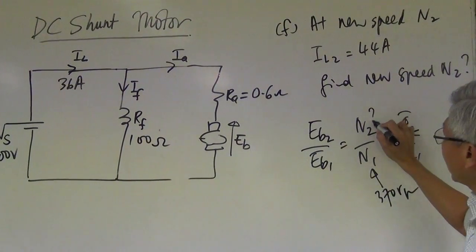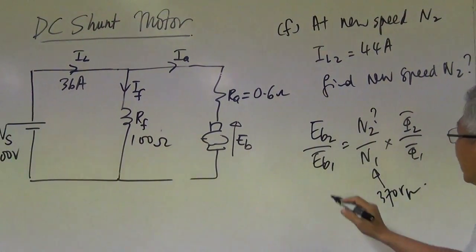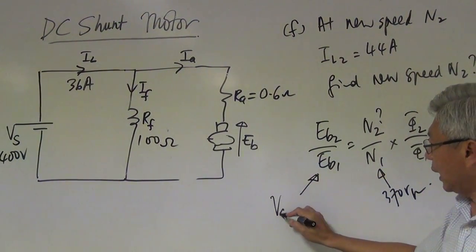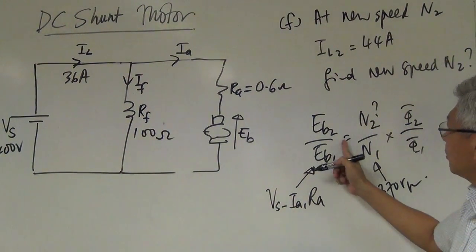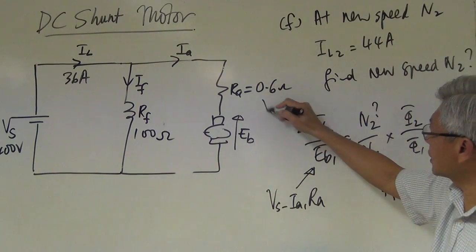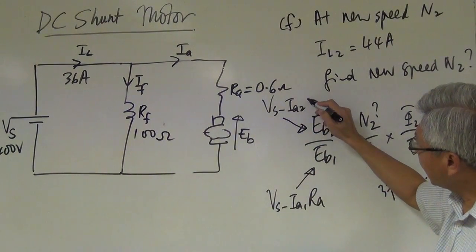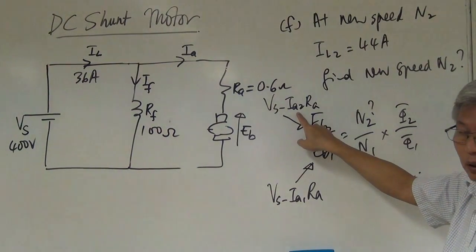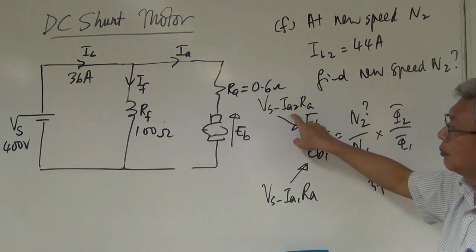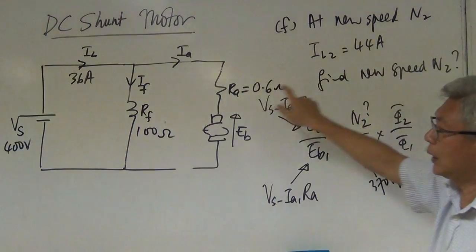N2 is the one that I'm asked to find. Do I know EB1? Yes, I know EB1. I calculated it just now. How about EB2? Same thing. You say it's Vs minus IA2 RA. Do you know IA2? Of course I can find IA2, because I know IL2, I know IF.